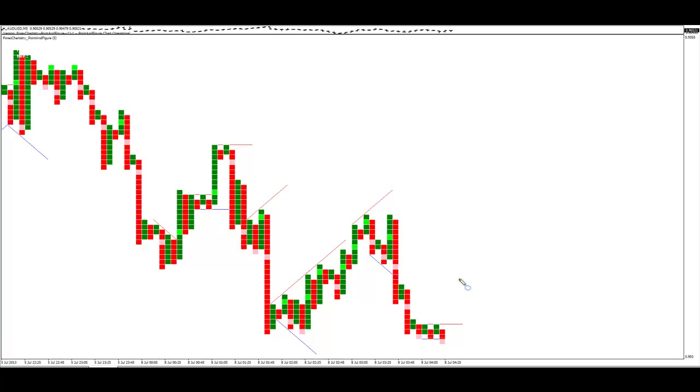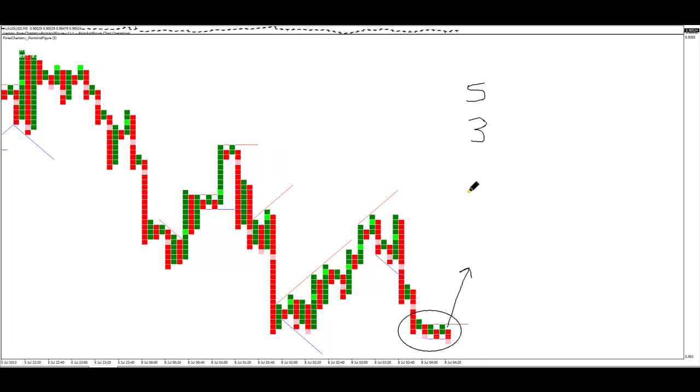Okay, so if we have a quick look at the point and figure chart to see if we can get some sort of projection, we can see that we are building some cores in this area. Now, if our analysis is right and we are accumulating, we will see a markup higher. We're using a 5 pip box and a 3 box reversal.